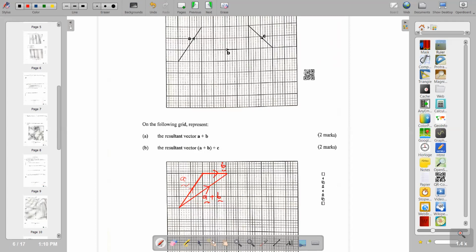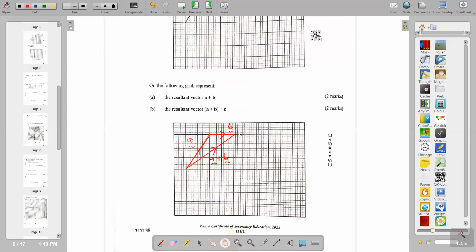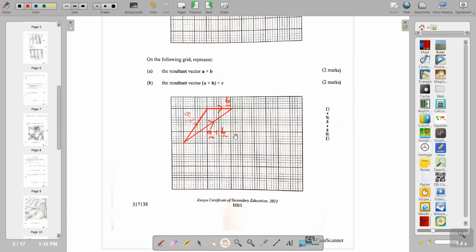Remember, in vectors you have to consider the direction. Now part B: the resultant vector of A plus B in brackets, and then plus C. So you need to solve what is inside the bracket first. This is our vector, the one that we got from part A, and we're going to use it in part B. Remember that A plus B is this vector here, and it is 4 steps to the right, 3 steps up.